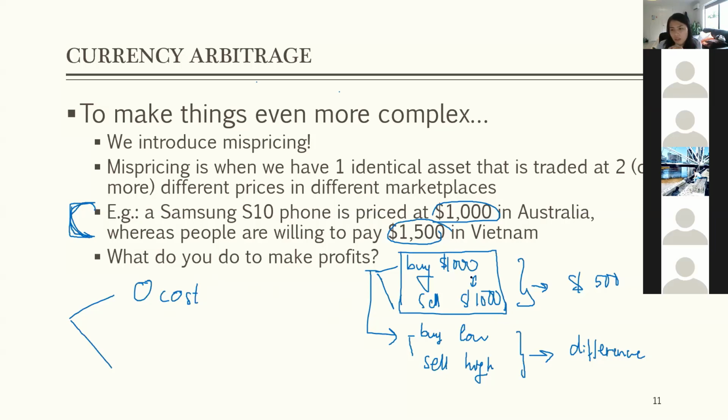suppose I don't have $1,000 to trade. What I can do is go to Vietnam and say to someone that I'm going to sell you a phone for 1,500, and I'm going to get that money first. Then I'll go to Australia, use that 1,500 to buy the phone, pay $1,000. So with an arbitrage strategy, you do not have to have an initial investment to earn profit. Your transaction at time zero should self-finance, in the sense that you will not be out of pocket anything.